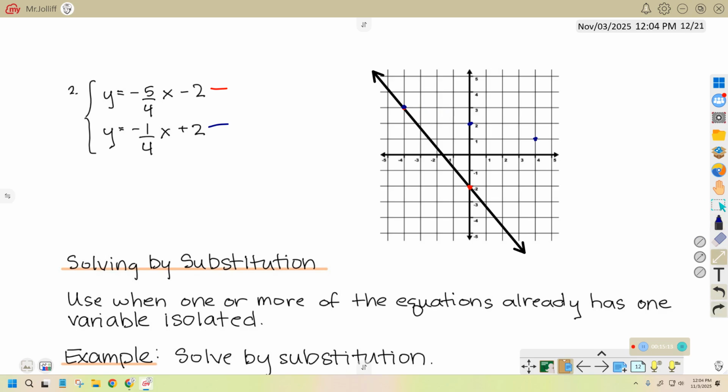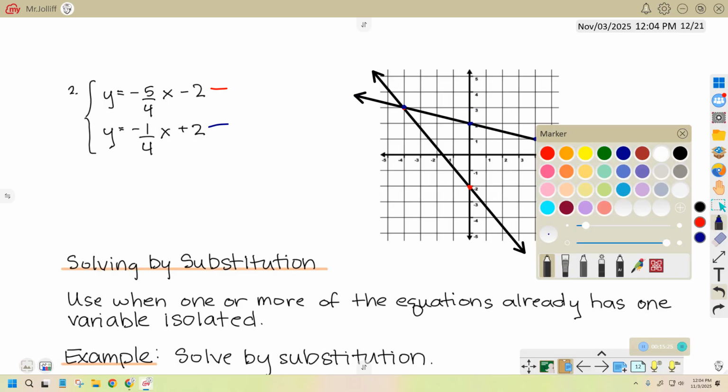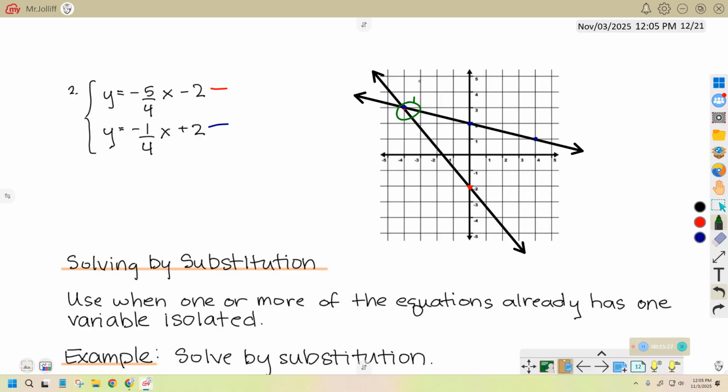And we can see where our intersection point is. So this line intersects at, and what are the coordinates of that point? -4, 3. Good. So we have one solution at -4, 3, which means this system is independent. Very good. Excellent.